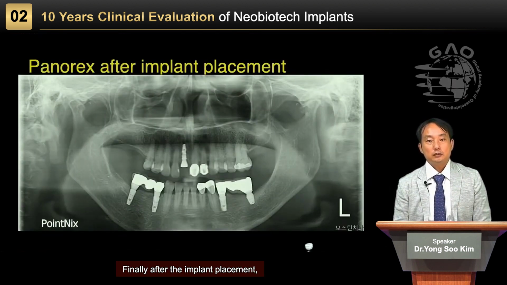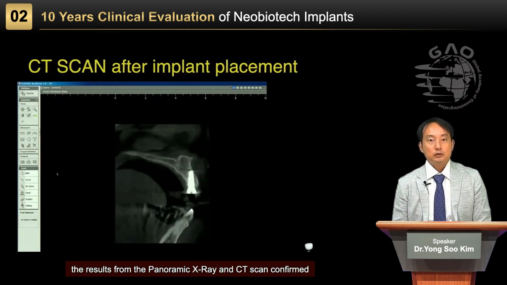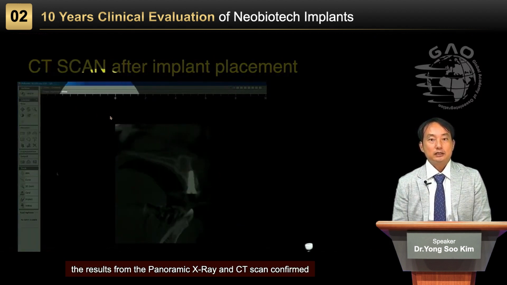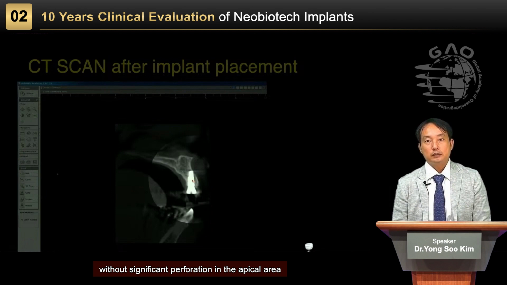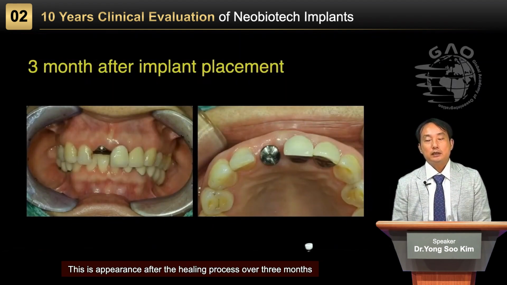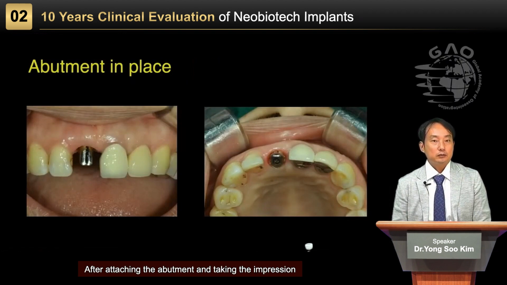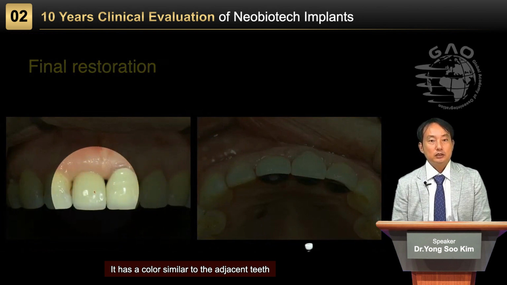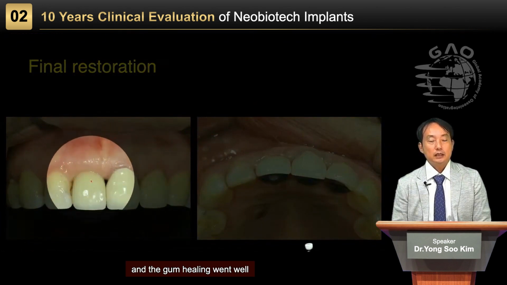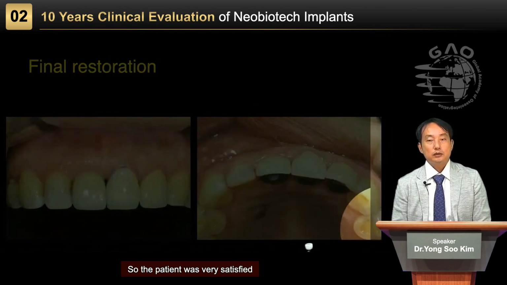Finally, after the implant placement, the results from the panoramic X-ray and CT scan confirmed that the implant was placed stably without significant perforation in the apical area. This is the appearance after the healing process over 3 months. After attaching the abutment and taking the impression, I completed the restoration with a PFM crown. It has a color similar to the adjacent teeth, and the gum healing went well, so the patient was very satisfied.